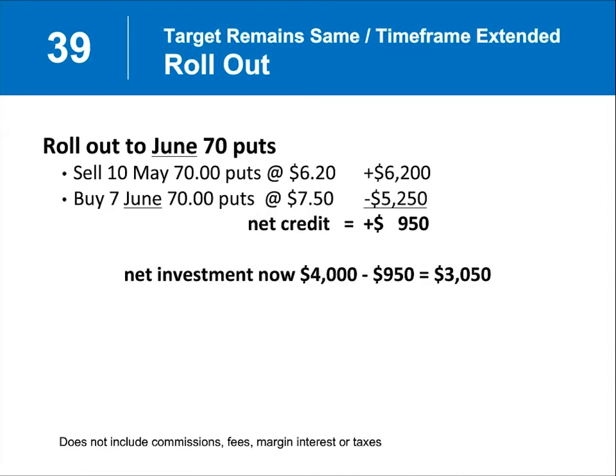The May 70 puts that we own are trading for $620 each. We can sell 10 of those for $6,200. We look out to June to buy us more time and see that those options are trading for $750 each. So we decide to buy 7. As an investor, you can decide how many you want to buy. Could be 5, could be 2, could be more. But we decide to buy 7 to manage our money a little bit more to our liking. We spend $5,250 on that and do this rollout for a credit of $950. That means our new investment is now $3,050, the original $4,000 we spent minus the credit we just received to roll out.